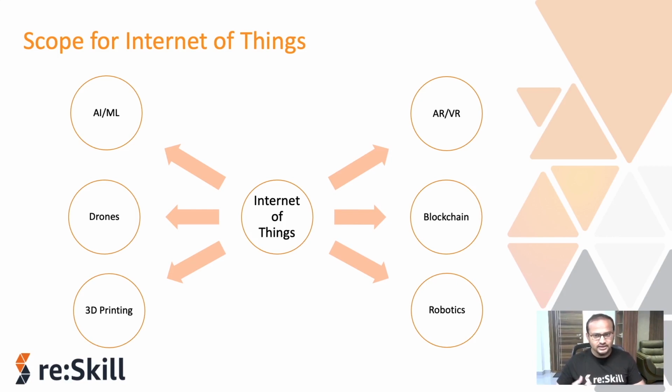Similarly, with AR or VR, we can have real time monitoring. We can wear a glass, or we can have our smartphones pointed to a machine or anything like that, and then we get real time metrics of that through the IoT.